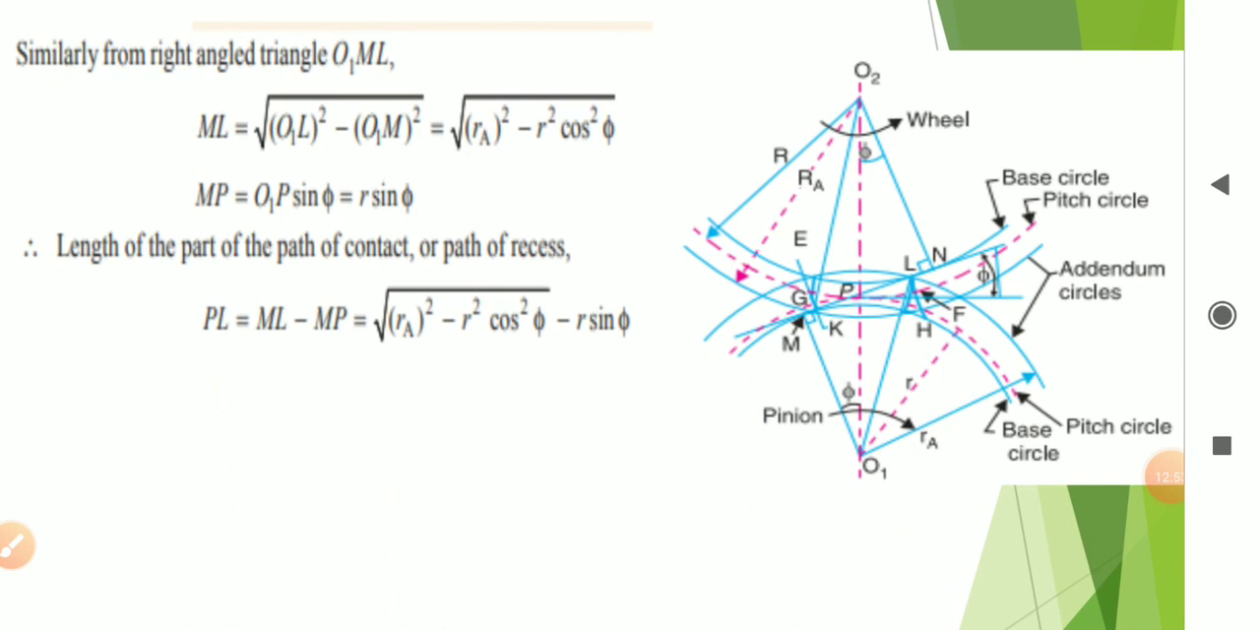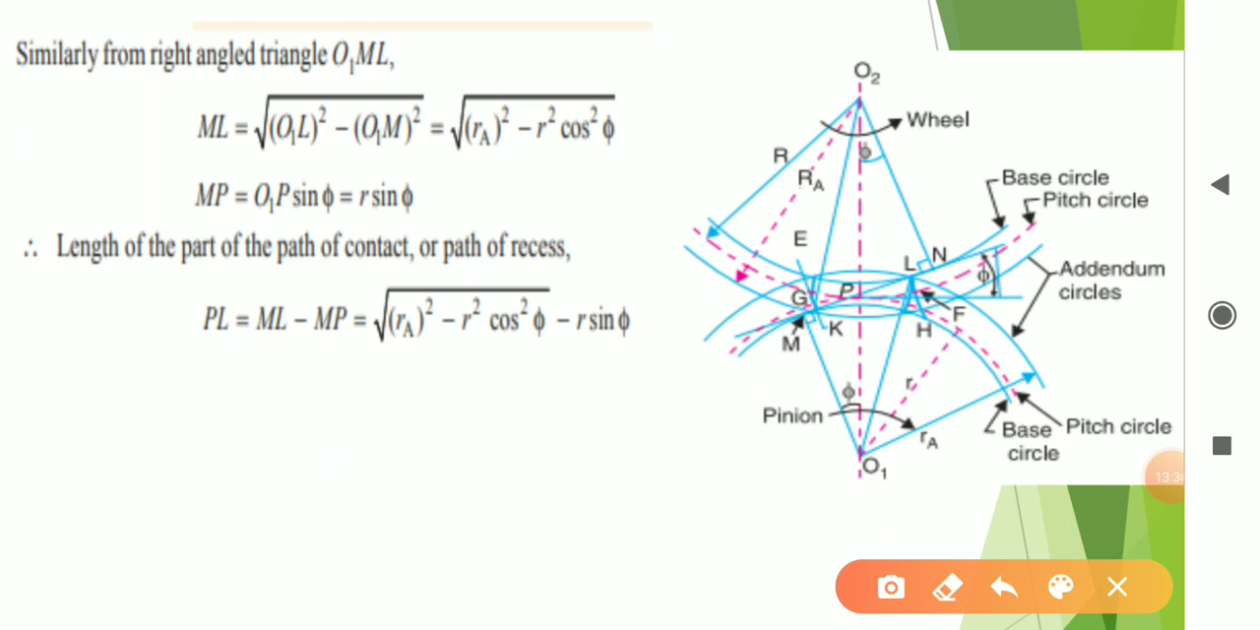O1L is nothing but small ra, the radius of the addendum circle of the pinion. So O1L is equal to Ra. Now O1M, we already found out: O1M is R into cos phi. So the square will be there. If we put the values, ML is equal to under root Ra square minus R square cos square phi. So we got the value of ML.